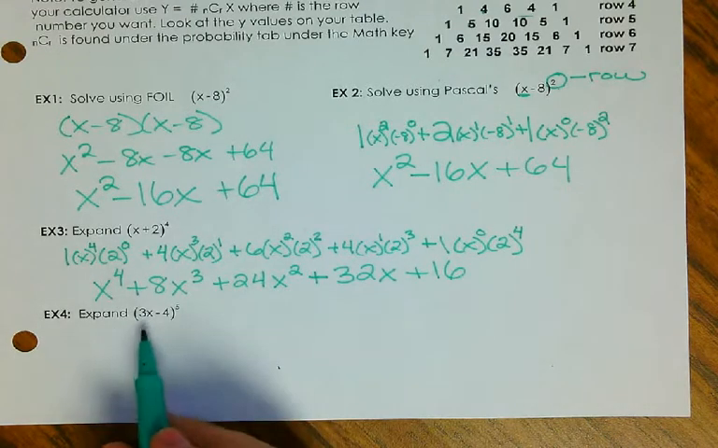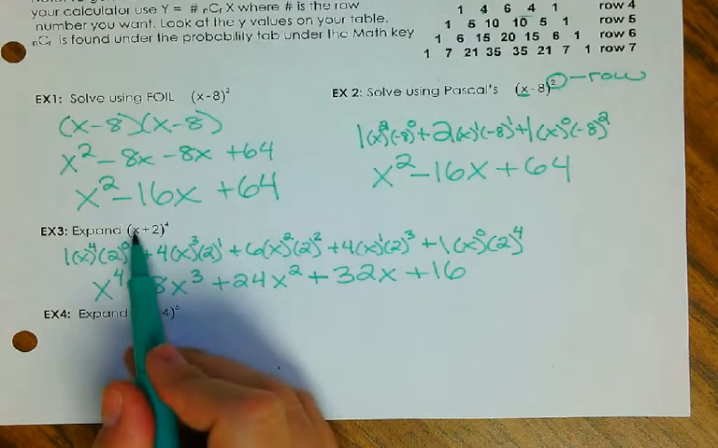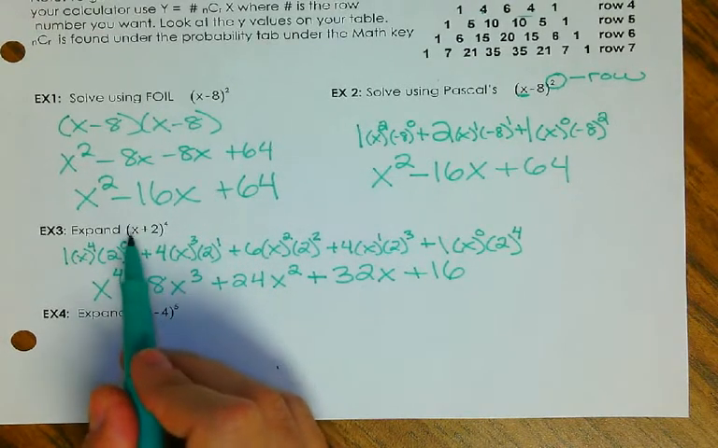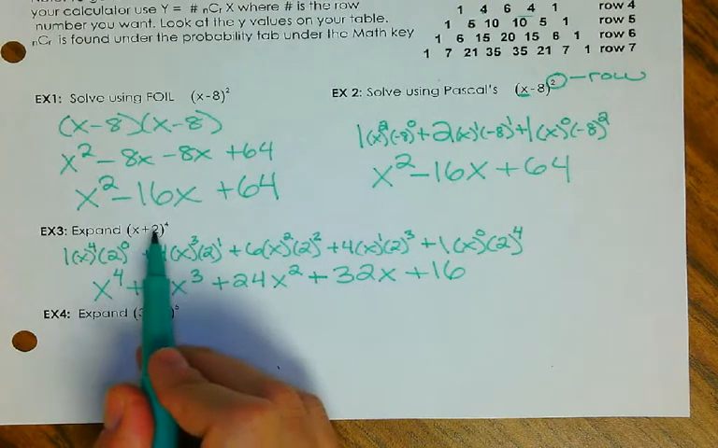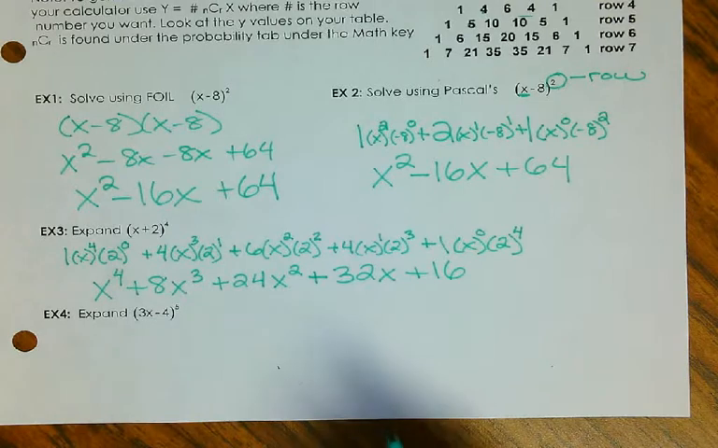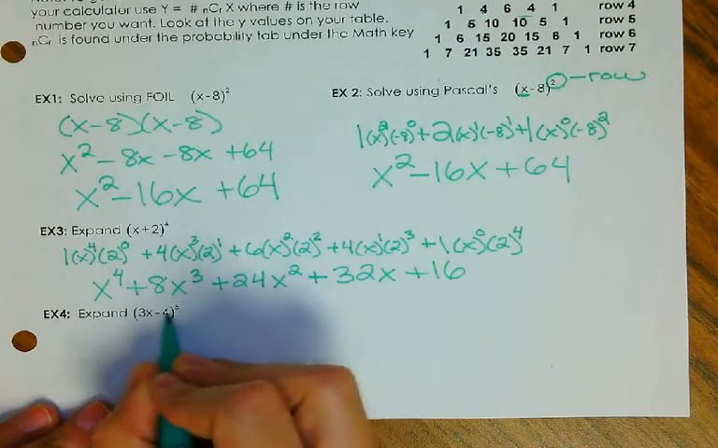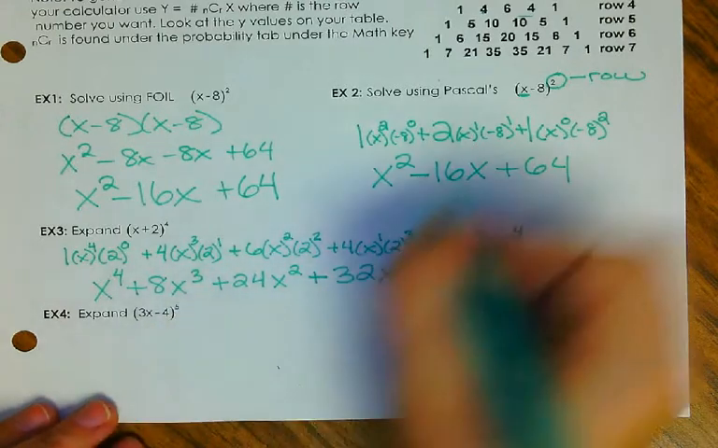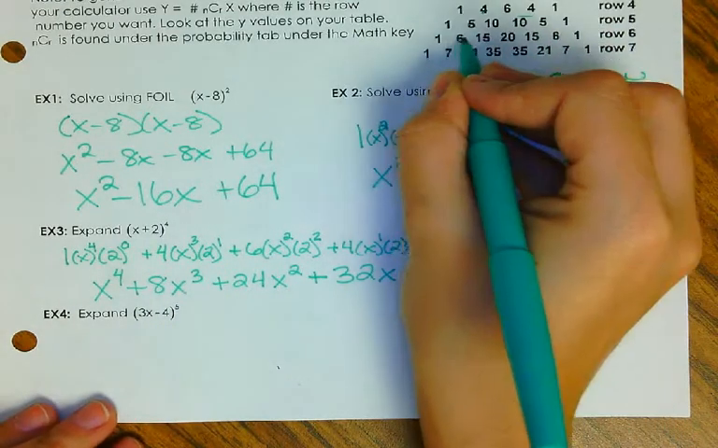Okay, now a little bit harder. Notice how in this example, it was just a monomial part there. It was just like an x or just a 2, but now it's a 3x. So you're going to have to be very, very careful with your parentheses here, okay? So the first thing I do is figure out what row of Pascal's I'm using. So I'm using row 5. So go back to row 5.